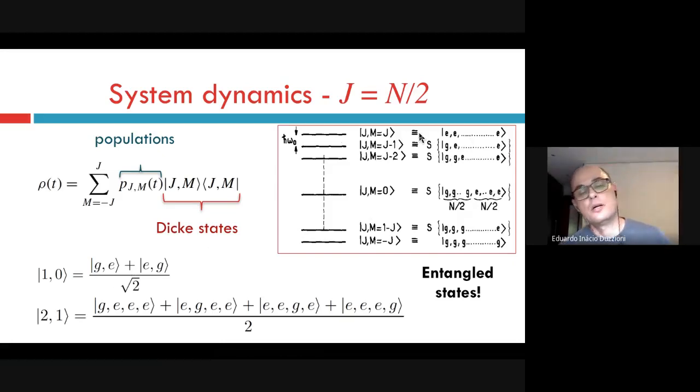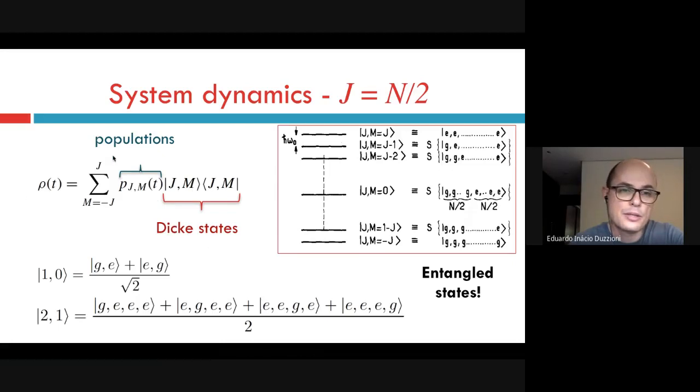Suppose that at the beginning of the evolution, all atoms are in the excited state, as here, where E is the excited state and G is the ground state. After some time, the first atom emits a photon and then two atoms emit a photon and so on. So each Dicke state is an entangled state. Observe the Dicke state for four atoms: when one atom emits a photon here, we find an entangled state that is an equal superposition of all these states. So these are the Dicke states that we will be using to analyze the correlations between the system and the state of the total system.